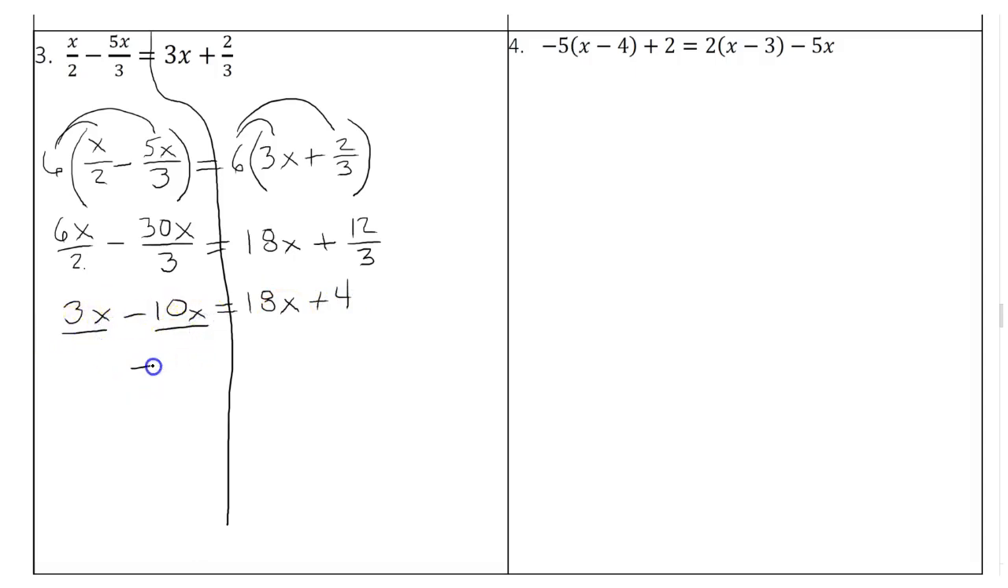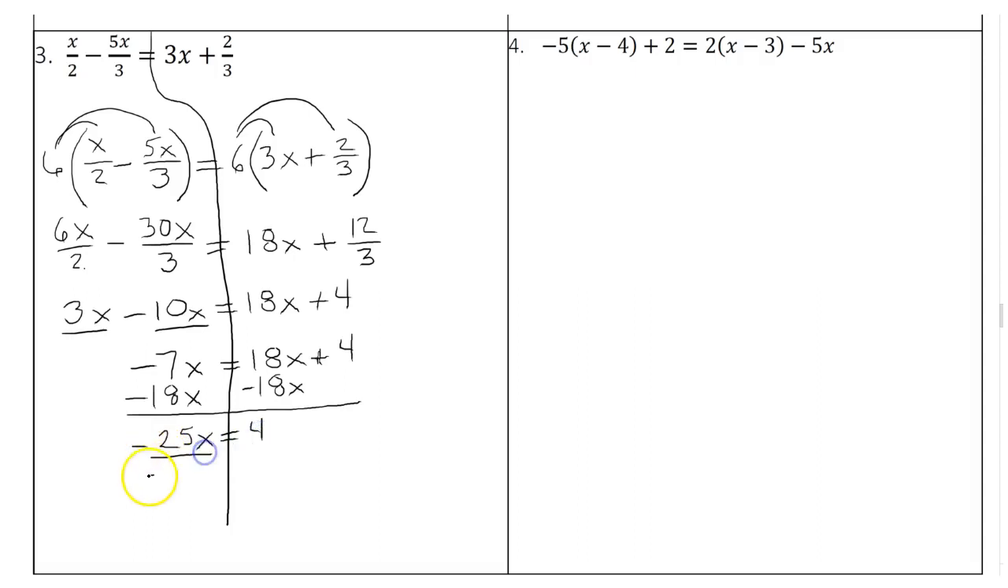Combine like terms for 3 minus 10x, negative 7x, 18x plus 4. Now we need to move the x term to one side or the other by adding or subtracting. To move the 18x to the left, subtract 18x from both sides. This gives negative 25x equals 4. The last step is to divide by negative 25. The solution then is x equals negative 4/25.